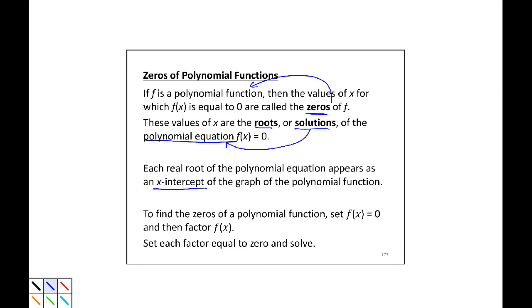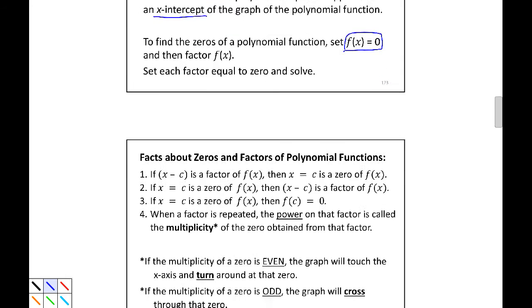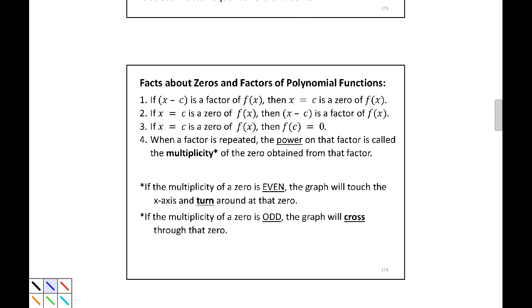To find the zeros of a polynomial function, set f of x equal to 0 and then factor. Set each factor equal to 0 and then solve, and that will tell us what those zeros of the function are. The solutions of the equation will be the zeros of our function. Now we have a couple of facts we need to make good note of.